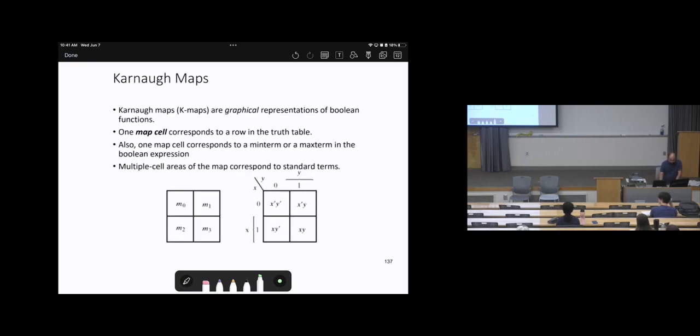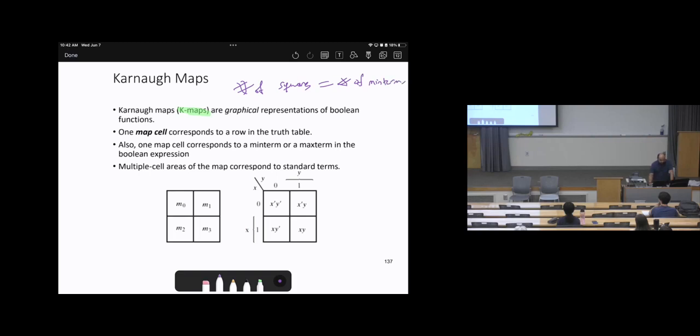So Karnaugh maps, we will shorten it to K-maps, and it's actually a graphical representation of a Boolean function. Basically, for K-maps we need to create a table. We call it the K-map table. This table will contain some squares, and the number of squares will be equal to the number of min-terms.